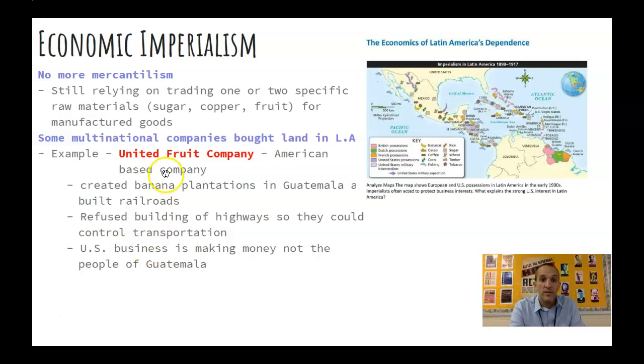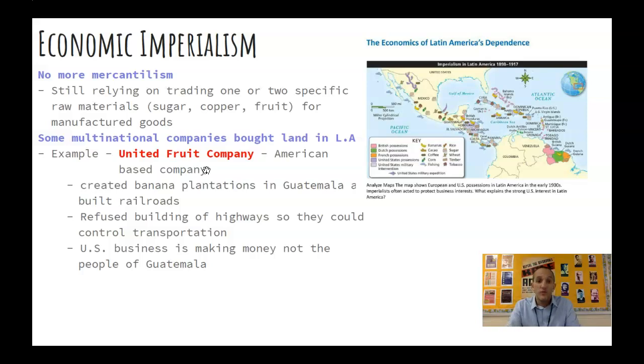The United Fruit Company is one example of a multinational company. You can guess what the United Fruit Company is going to produce. Fruit. Specifically, they're going to make banana plantations in Guatemala, and they're going to build railroads as well to transport these bananas. However, this does not benefit the Guatemalan people because it's not a Guatemalan business. It's a U.S. business, and the U.S. company owns this land, so they make the money. Again, the money's coming back into the United States. Now, they're employing Guatemalans, but they're paying very minimum wages, so the Guatemalan people aren't benefiting.